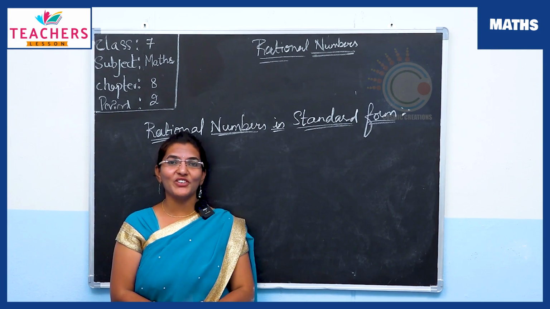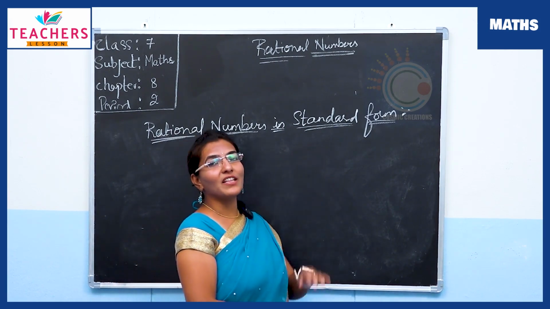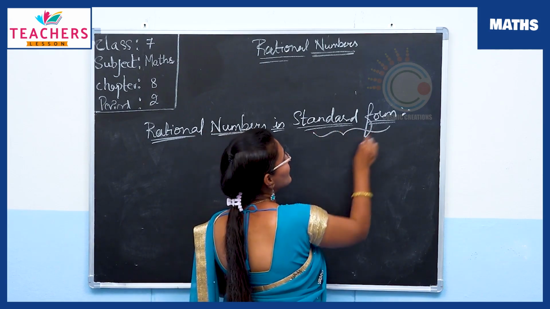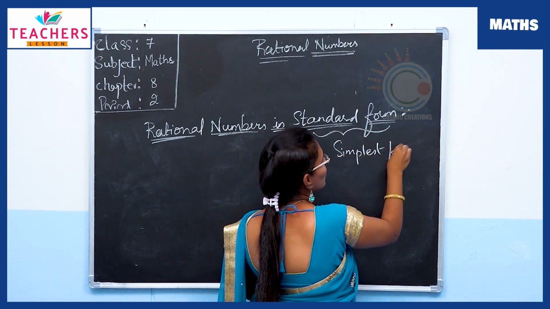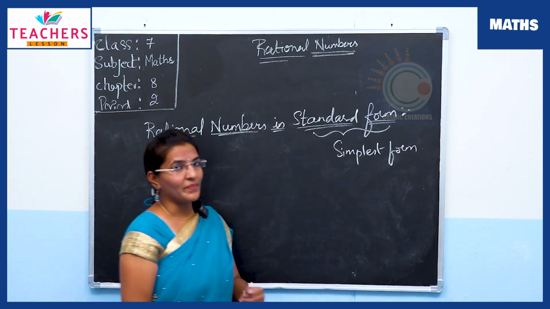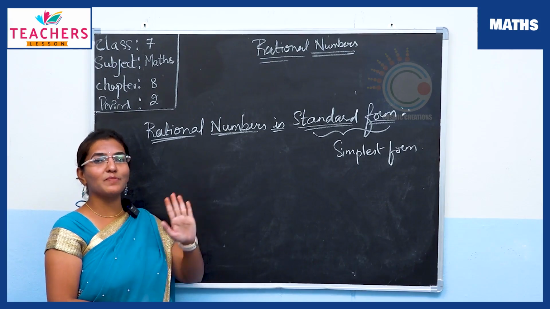You might have got confused, right? So, nothing to worry. Standard form is nothing but what? It is the simplest form. Okay? It is nothing but the simplest form. You all know already. Okay. So, let me give you an example. So, what is a rational number? A rational number is in P by Q form.